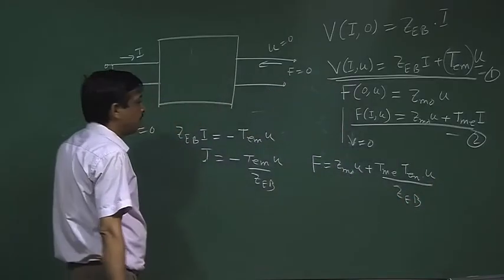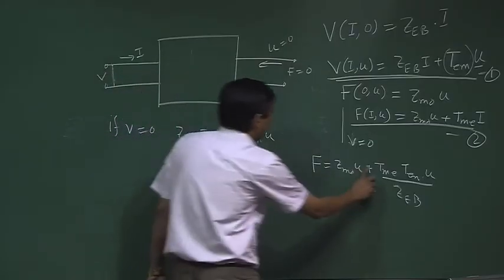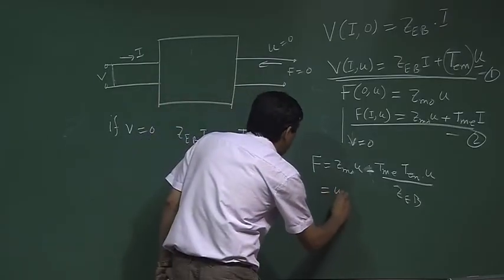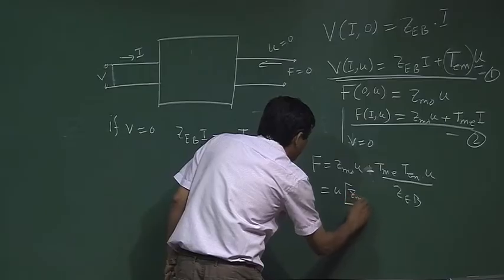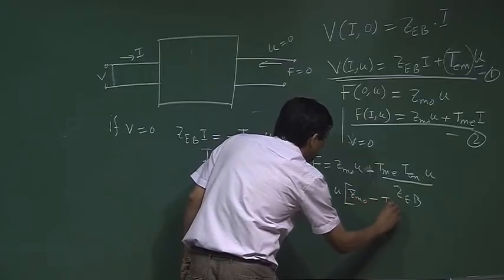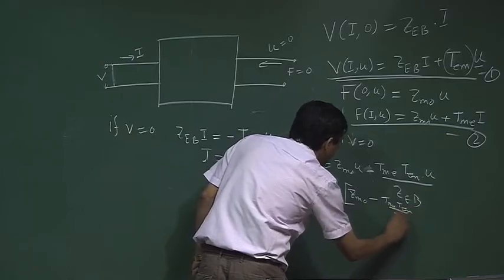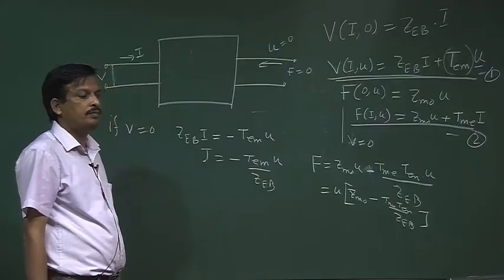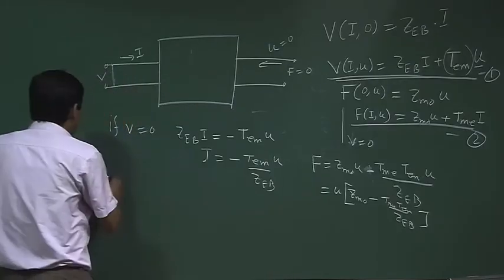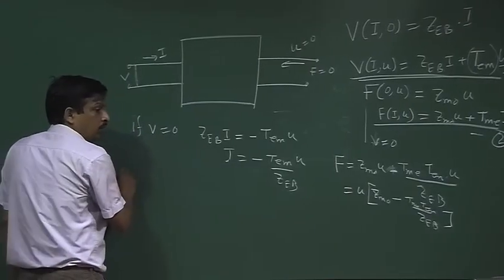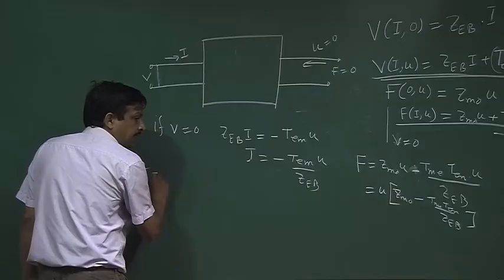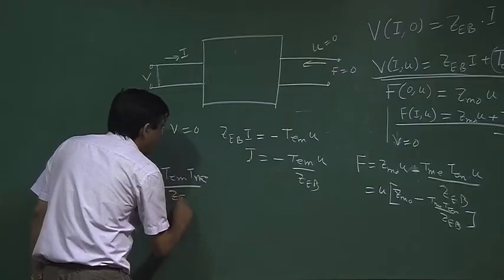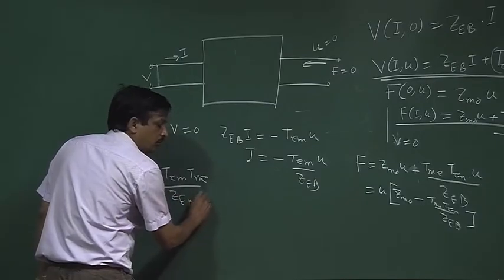or minus, this will be minus, there is a minus sign, into ZEB. So if I take U outside, it is nothing but ZMO minus TME TEM divided by ZEB. Let us write that Kc square is nothing but TEM TME divided by ZEB into ZMO.